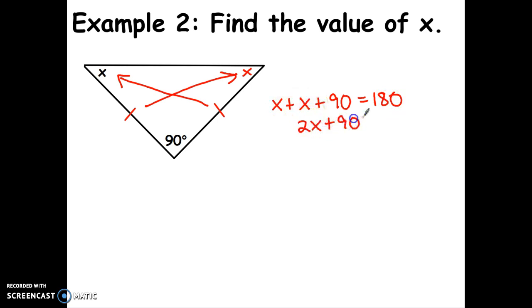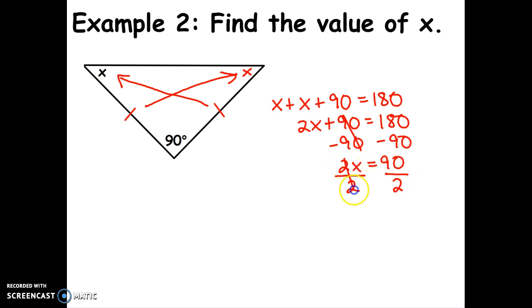2x plus 90 equals 180. Subtract 90 on both sides. And so 2x equals 90. And now finally divide by 2, and x equals 45.